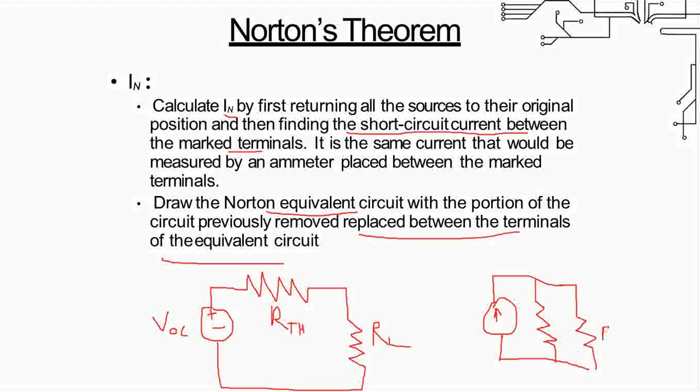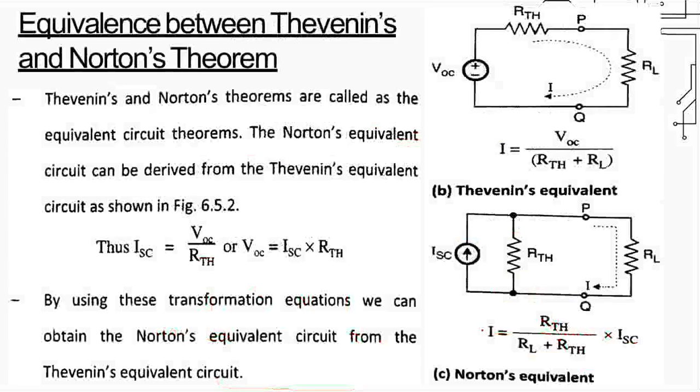This is your RL, that is the branch through which we have to calculate the current. This is your RN or RTH you can say, and this is your short circuit current or Norton's current IN or ISC. Okay, so in this manner we are going to calculate the current flowing through the load resistance.